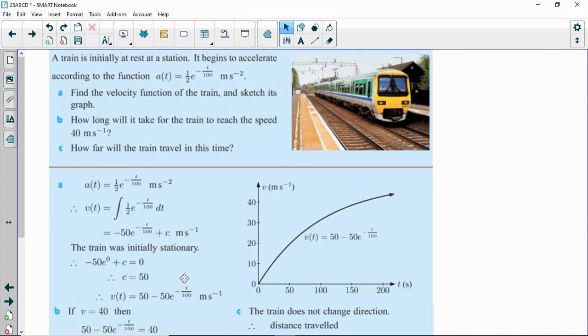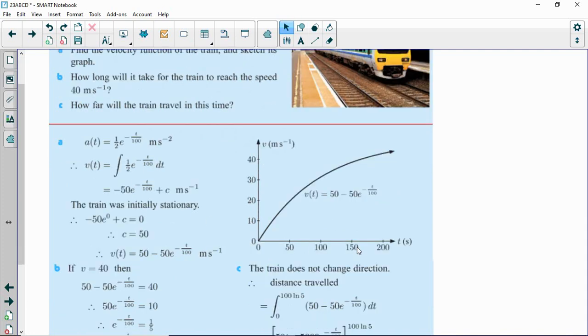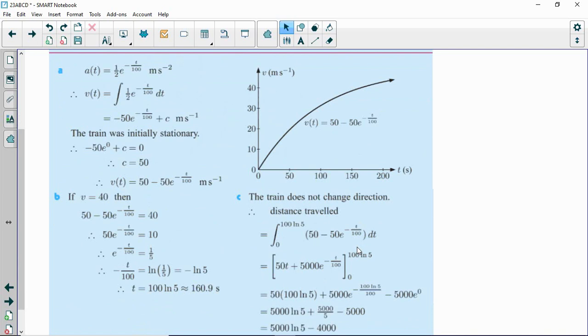Okay, part B, how long is it going to take it to reach the speed 40? So we're going to work out when this function is equal to 40. And we can get an exact answer pretty easily, but I can't really calculate what the negative ln of 5 is in my head, so we'd have to grab a calculator and we would get this answer here. Of course, that's equivalent to what's going to happen if on our calculator we just graph the line y equals 40 and then calculate their intersection. We'll find t equals 160.9.